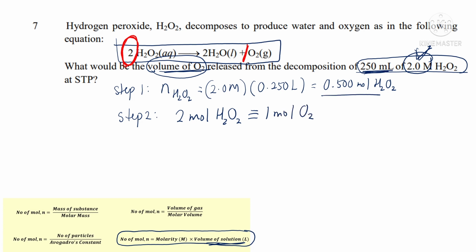Now we only have 0.5 mole of hydrogen peroxide reacting. That will give us X mole of oxygen gas being produced. How do we find the X mole?